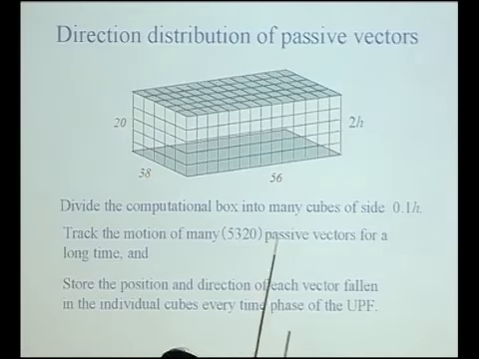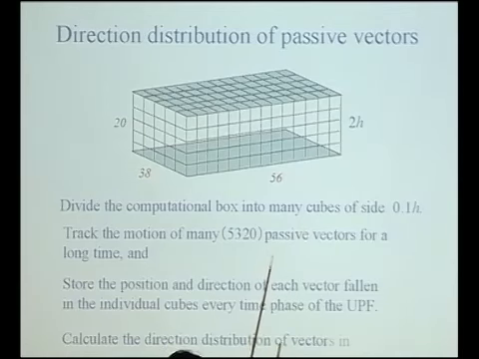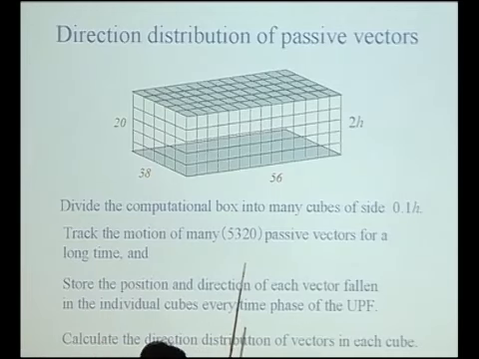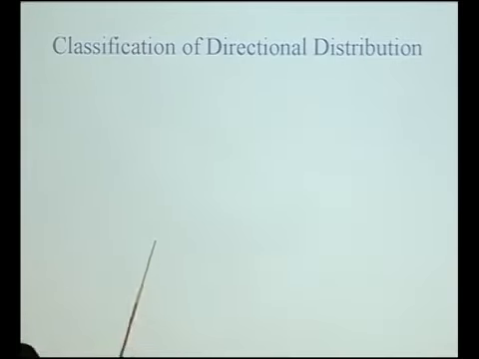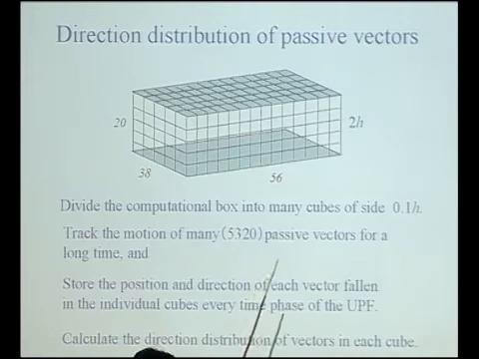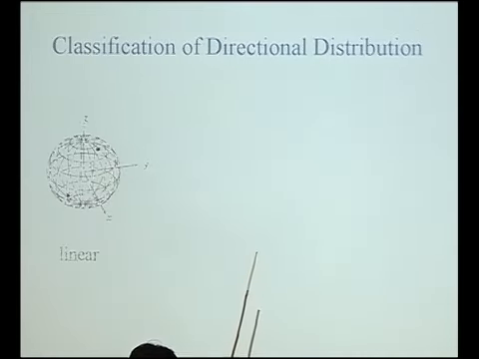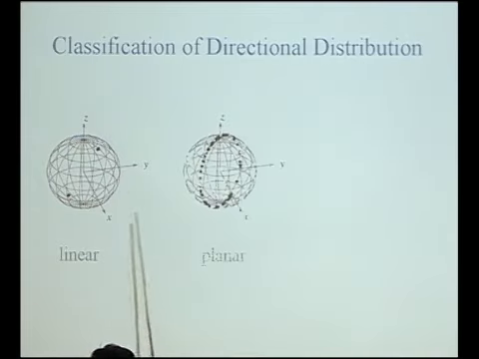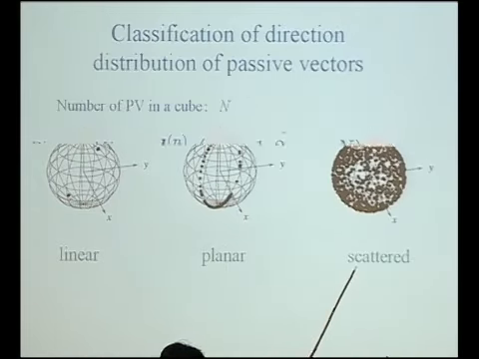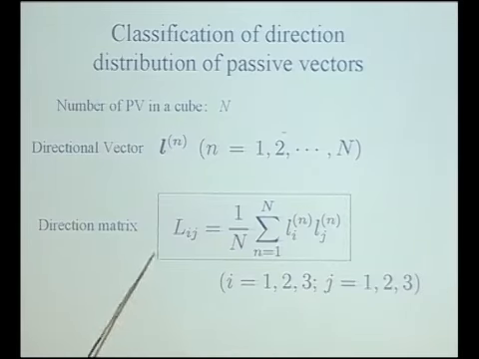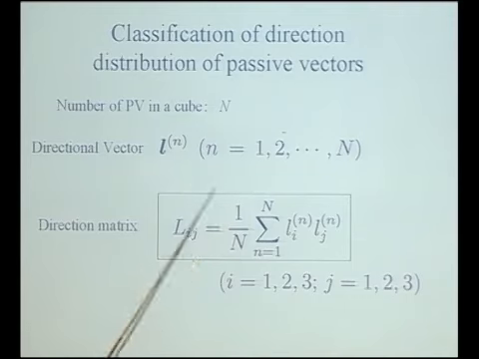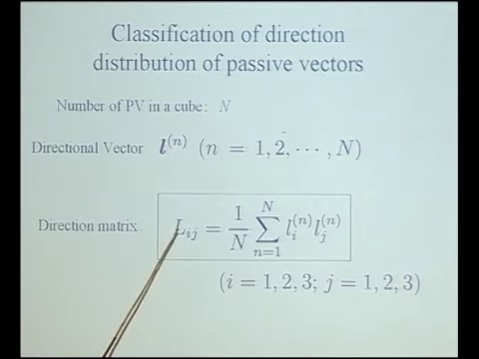And we store the data, position, direction of each vector falling in the individual cubes every time phase. Actually, we store in 10 time phase and calculate the direction distribution of vectors in each cube. And now we classify the type of directional distribution. This is linear, this is planar, this is scattered.